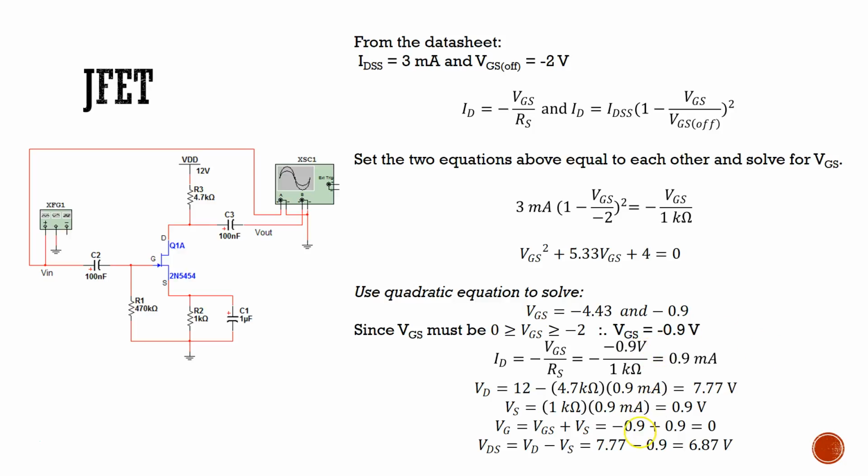So 0.9 divided by the 1K at the source, and we get 0.9 milliamps.